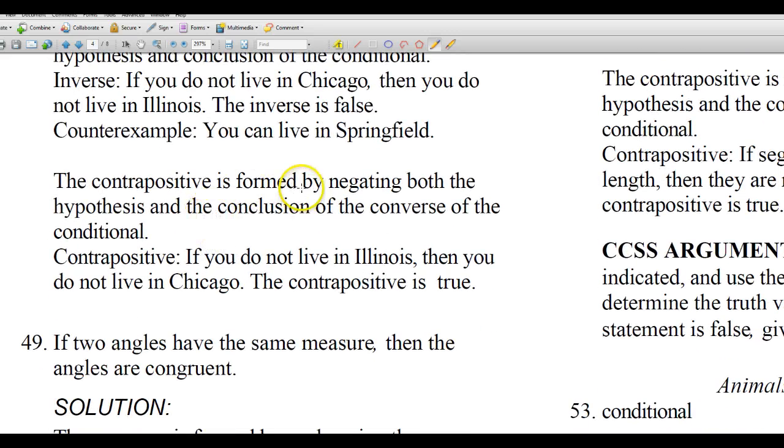The contrapositive is formed by negating both the hypothesis and conclusion of the converse. So we want to do both this time. We want to switch the hypothesis and conclusion around, and then we want to negate them. So if you do not live in Illinois, then you do not live in Chicago. And the contrapositive is true. So think about that. If you do not live in Illinois, then there's no way that you'll be living in Chicago because you don't live in Illinois.